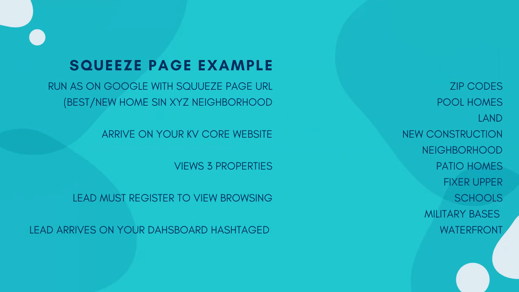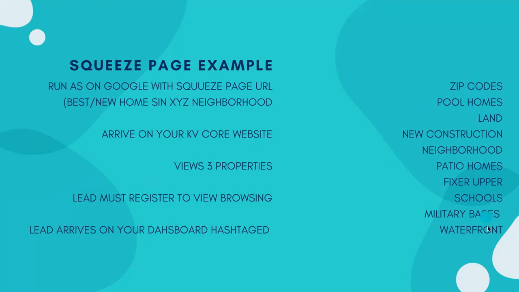Once they register, if they do, the lead then arrives on your dashboard hashtagged. So we've heard hashtag before, hopefully, especially if you've been coming to KV Core Power Hour. And hashtags are basically just ways to organize contacts. So hashtags would be company lead. If you guys are working company leads, you'll probably see that one a lot. Company lead, property addresses, things like that. And we'll look at a few hashtags here.